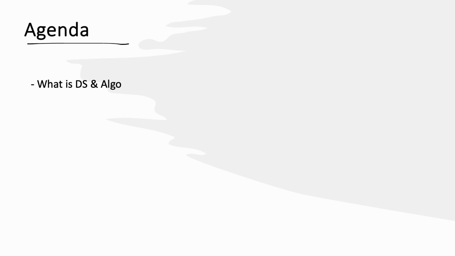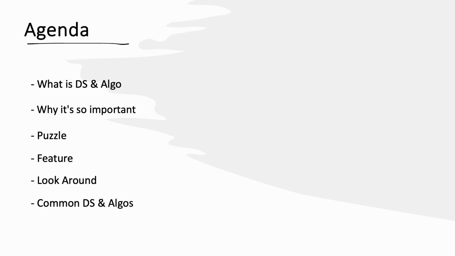First, we'll see what is data structure and algorithms. We'll try to understand why it is so important. We'll solve a puzzle and we'll enhance a feature and we'll just look around to see what are the data structure and algorithms in our real world, and finally we'll see some of the common DS and algos. If this is exciting you or if this is what you wanted to see, then let's dive into the video now.